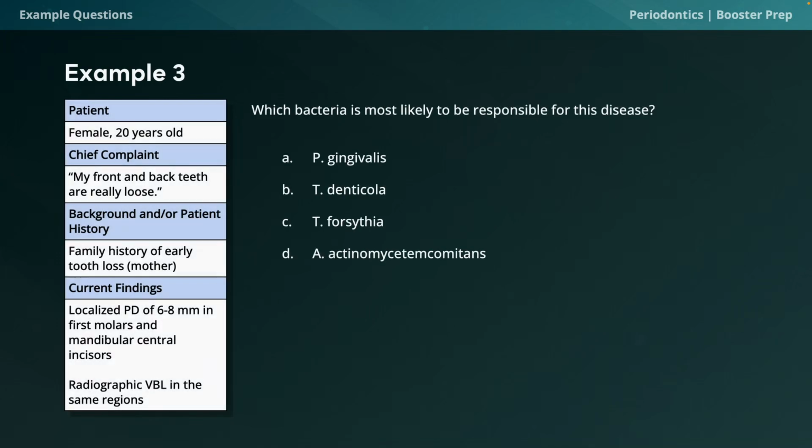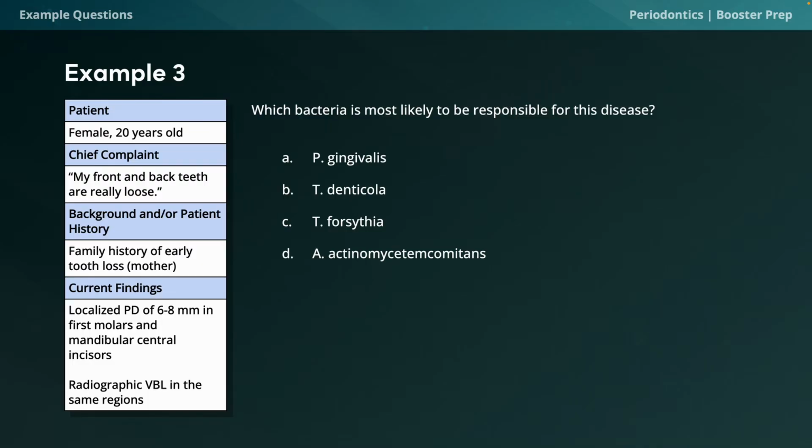All right, so here's a clinical scenario of a female patient who is 20 years old. Her chief complaint is that her front and back teeth are really loose. She has some family history of early tooth loss, and our current findings include localized probing depths of 6 to 8 millimeters in the first molars and mandibular central incisors. There's also radiographic vertical bone loss in the respective regions. So, the question is, what bacteria is most likely responsible for this disease?